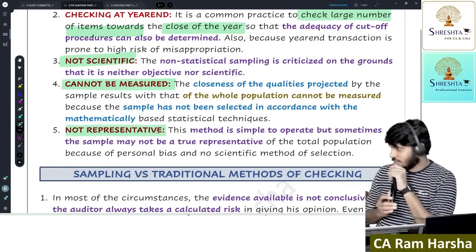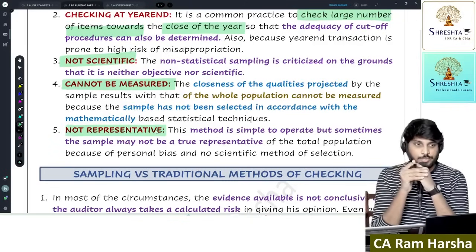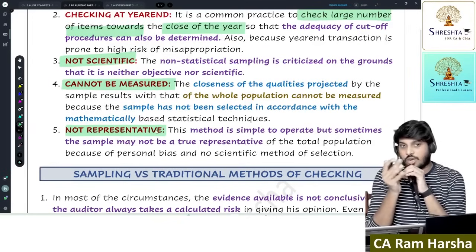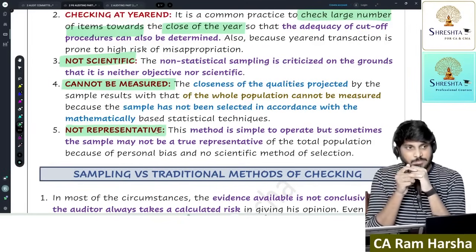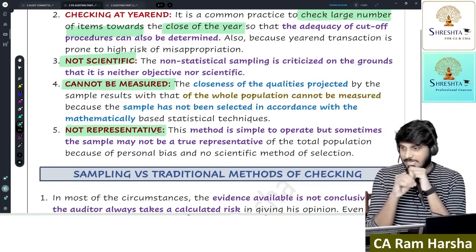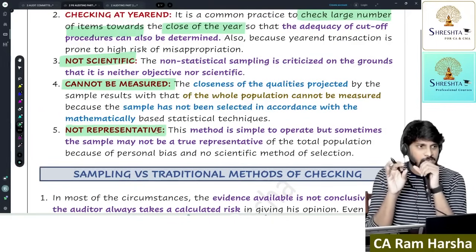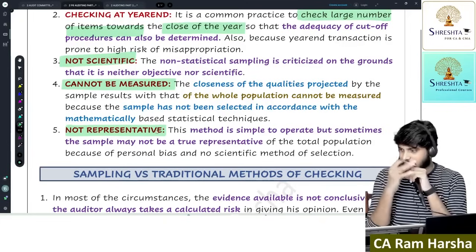Now they have given one MCQ, sorry, one correct or incorrect question in one of the exams: sample size is not a valid criterion to distinguish between statistical sampling and non-statistical sampling.